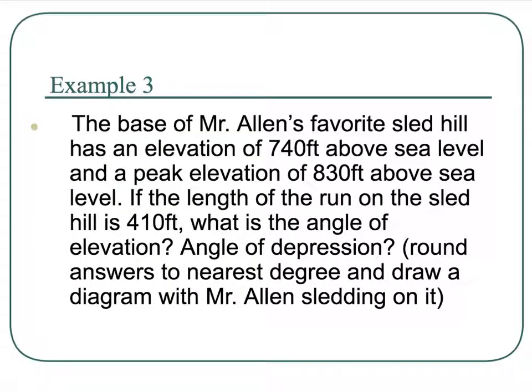Okay, we've got the base of Mr. Allen's favorite sled hill has an elevation of 740 feet above sea level and a peak elevation of 830 feet above sea level. If the length of the run of the sled hill is 410 feet, what is the angle of elevation, angle of depression? Okay? Now, one thing you'll notice is that the angle of elevation and the angle of depression are actually the same thing. They're just observed from a different point. And we'll talk about that with this problem.